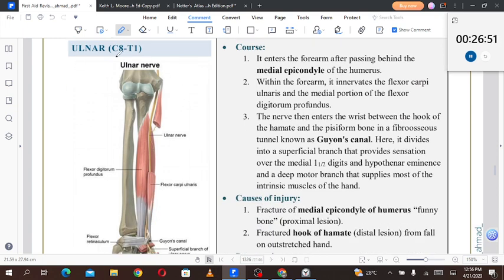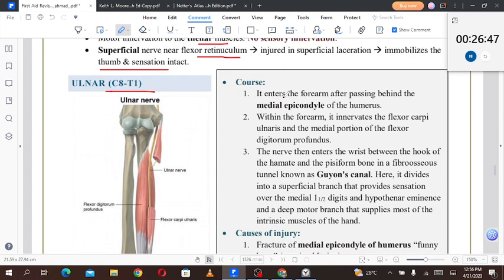Now let's talk about the ulnar nerve, that is C8 to T1. The course of the ulnar nerve: it enters the forearm after passing behind the medial epicondyle of the humerus. Within the forearm, it innervates the flexor carpi ulnaris and the medial portion of the flexor digitorum profundus. So the ulnar nerve is basically supplying the muscles in the flexor compartment which are not supplied by the median nerve.